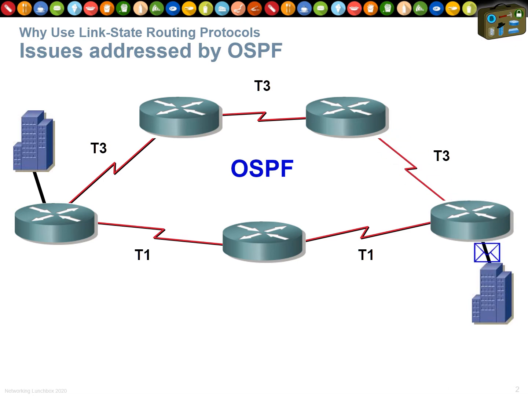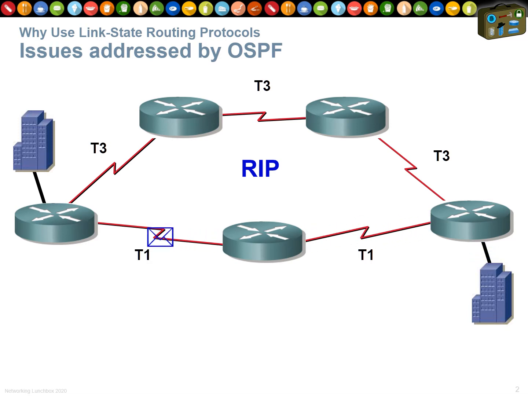So one of the biggest advantages of OSPF is that it looks at the bandwidth as its primary metric, the actual cost of the link in bandwidth. So as you can see here, we've got two sites linking together, and if OSPF is involved, it's going to use the faster connection, those 3 T3 links.